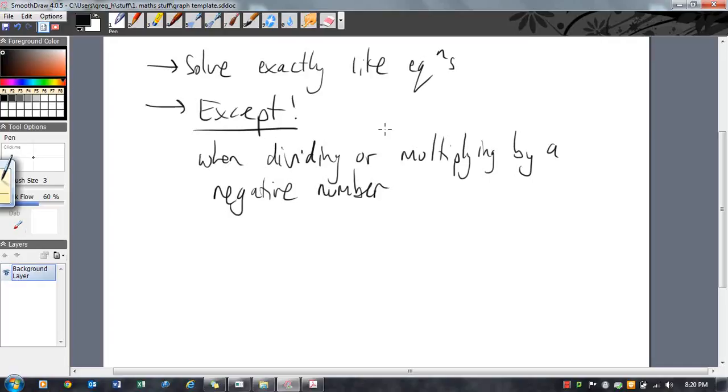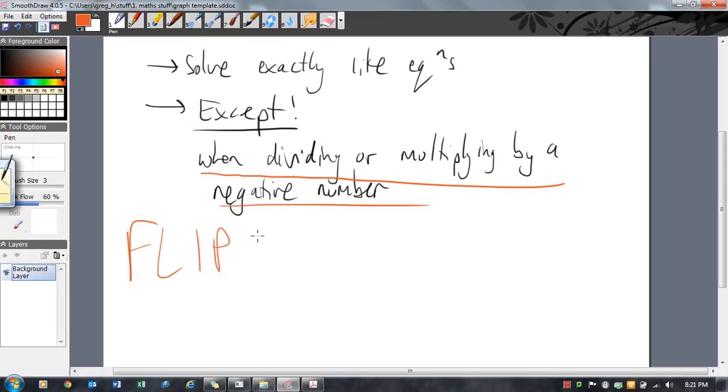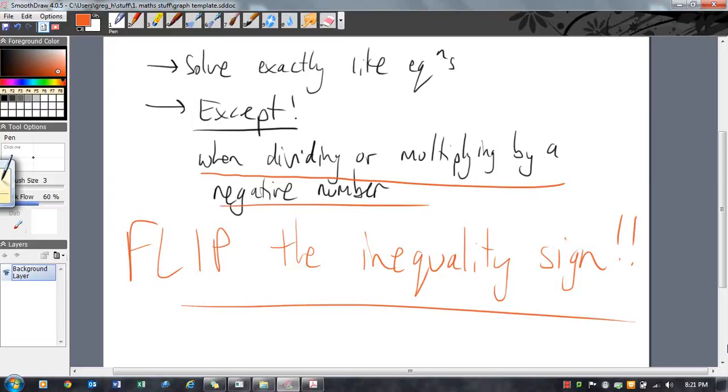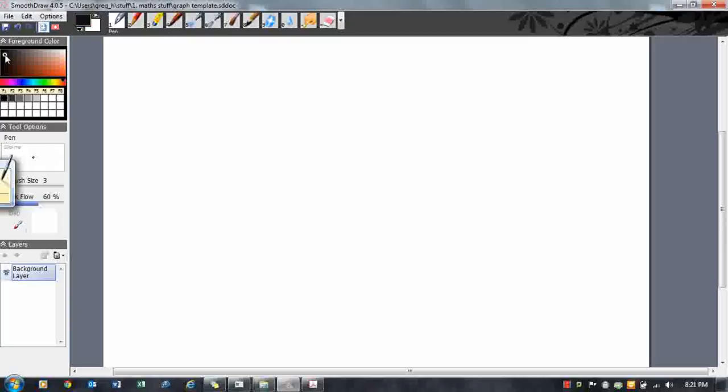Okay, so if you've got the inequation and you divide or multiply by a negative number, you have to watch out. This is the important thing. When dividing or multiplying by a negative number, you need to flip the inequality sign. And I can't stress that enough. Flip the inequality sign, only when you're dividing or multiplying by a negative number. No better way than examples. Here we go. So I'm just going to solve a bunch of inequations.